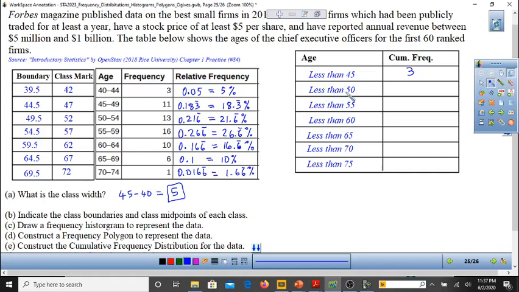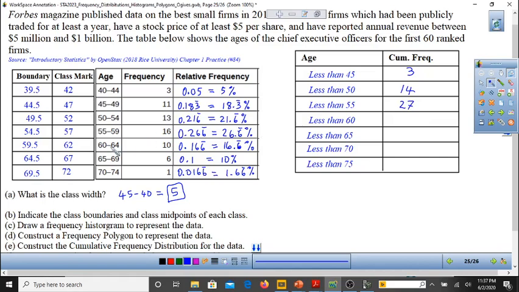Then what's less than 50? Less than 50 are the items in the first and second class. So I now add 3 plus 11, that gives me 14. What's less than 55? That's the items in the first 3 classes, which is the first 14 plus this additional 13, which would be 27.